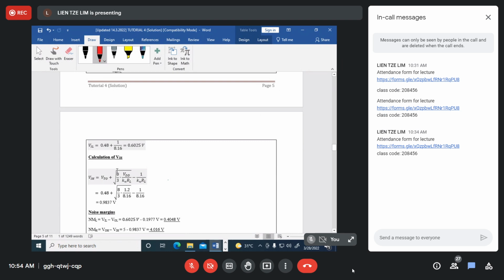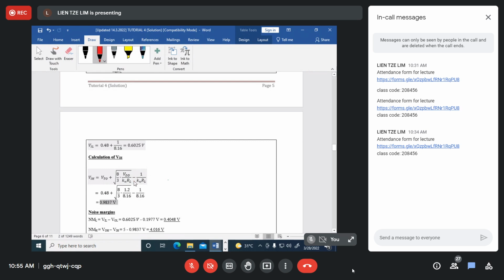Now I go to the calculation of VIH. This is the formula for VIH. Again, substitute all the values into this formula, then you will get this value. Remember that all these formulas that I show for VIH, VIL, and VOL are for the resistive load inverter.